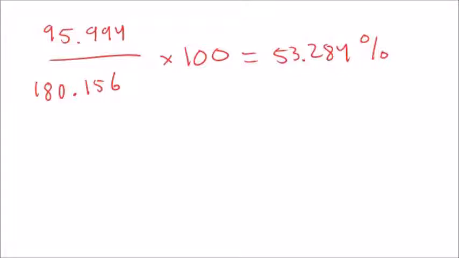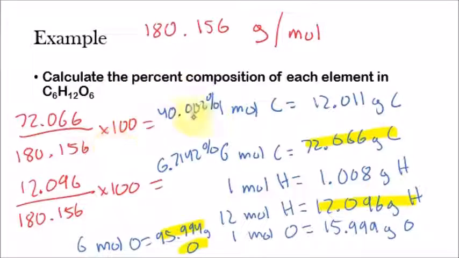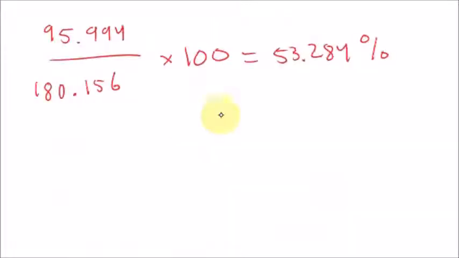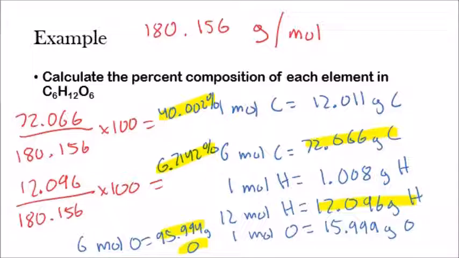So the percent composition of carbon is 40.002%. The percent composition of hydrogen is 6.7142%. And then the percent composition of oxygen is 53.284%. Okay, now a good way of checking to make sure we did this right is just add these percentages together and see if they add up to 100. So let's go ahead and see that.